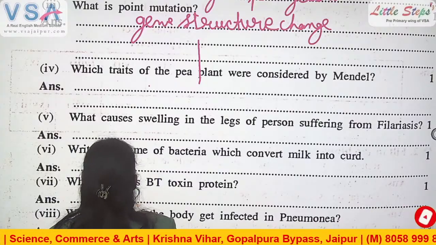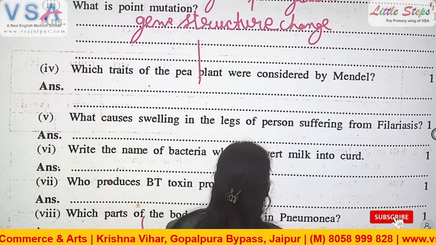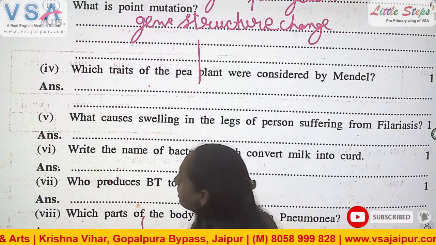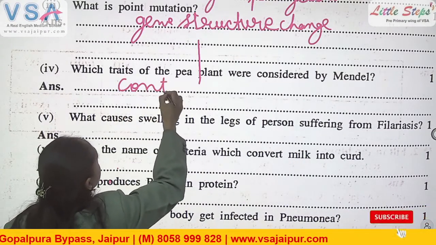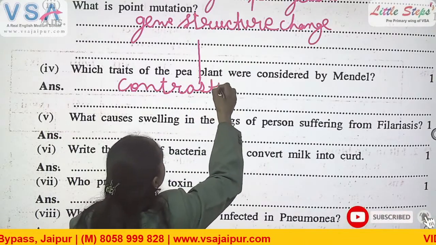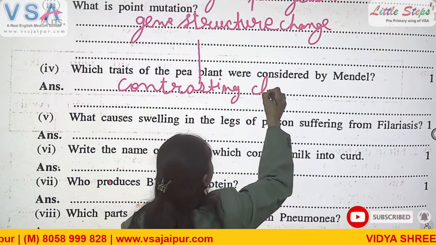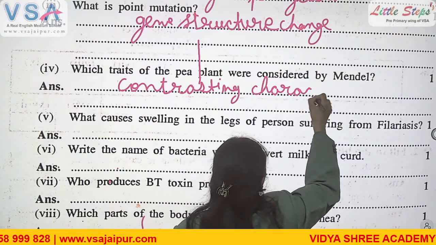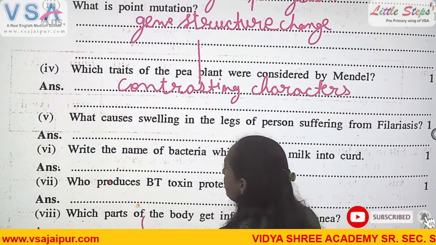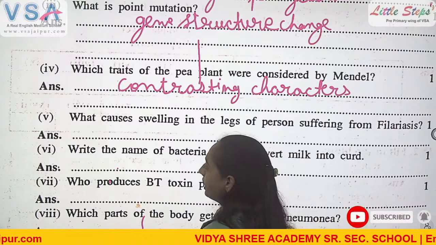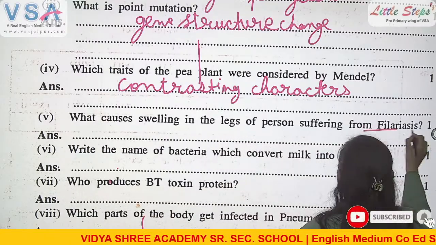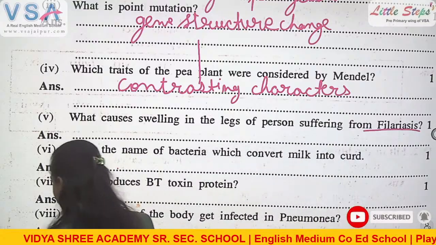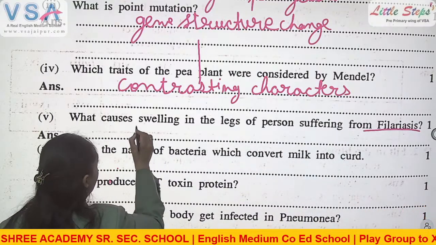Okay, now the next, which trait of the pea plant were considered by Mendel? Contrasting characters. Okay. What caused swelling in the leg of person suffering from filariasis? Filarial worms.